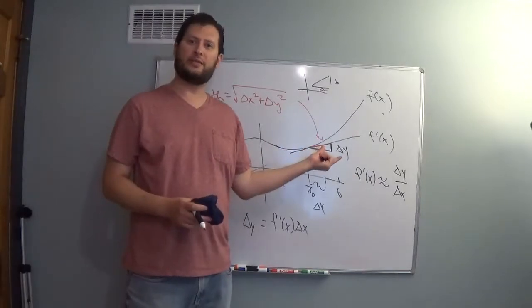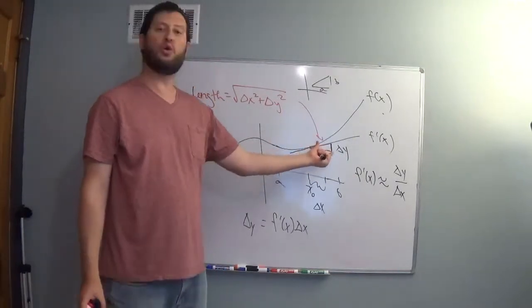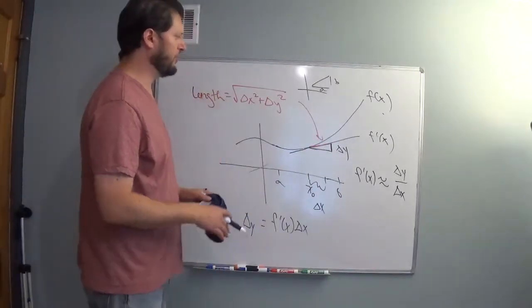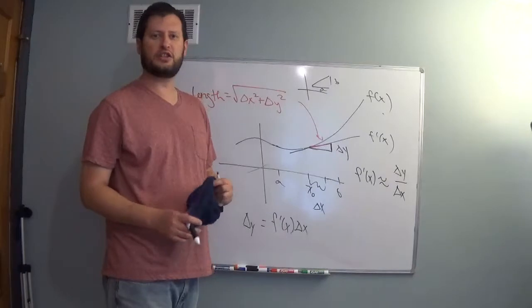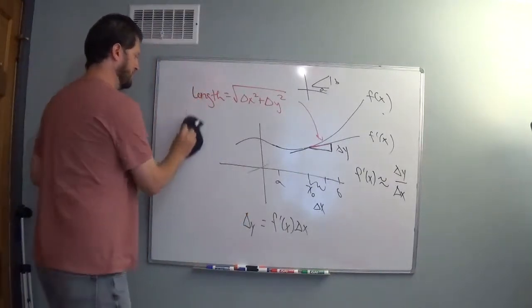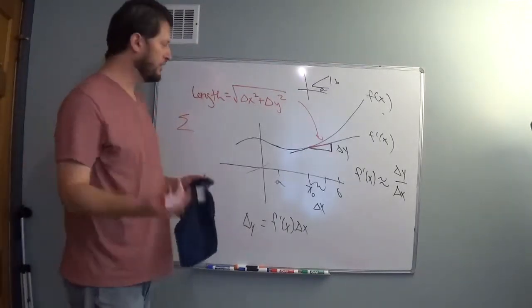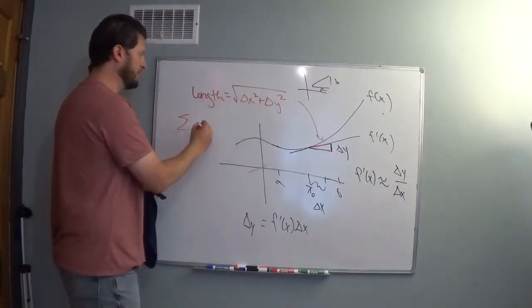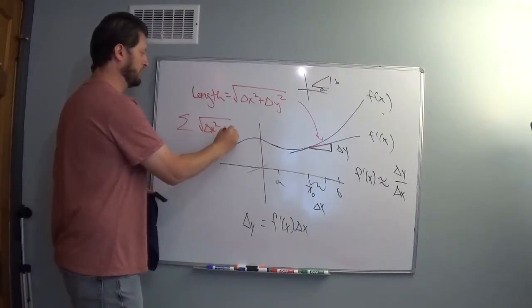And then the big picture idea, the calculus idea, is to add up a whole bunch of these. I'm not going to go through all the technical details of what's going on there. Essentially, we end up with a Riemann sum. We have a sum, not an integral yet. We will have a sum of a bunch of different pieces, of a bunch of different lengths: the square root of delta x squared plus delta y squared.